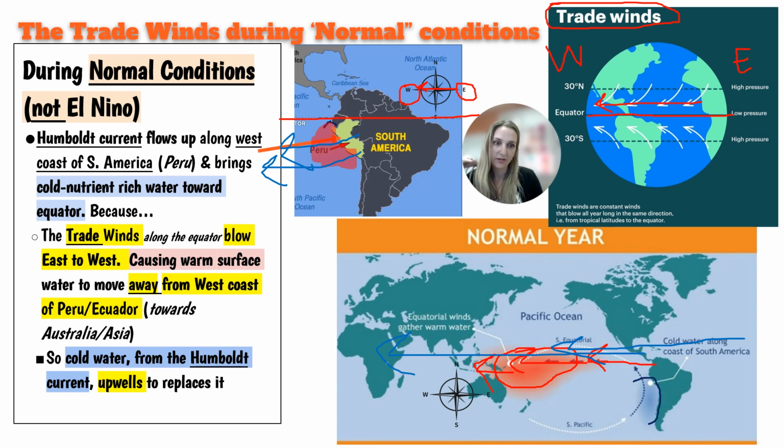How did this area get cold? Because we have an area of low water pressure, and cold, nutrient-rich water from the seabed moves up to take its place, and that is called upwelling. So the Humboldt current is actually what's doing the upwelling.